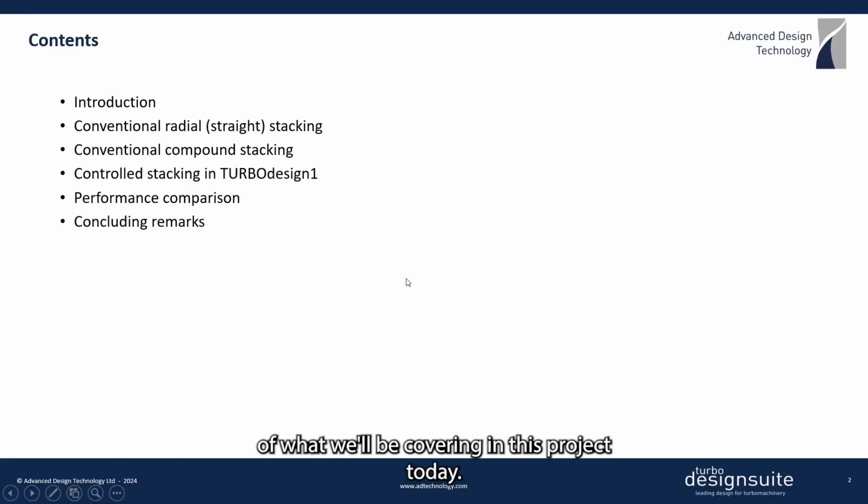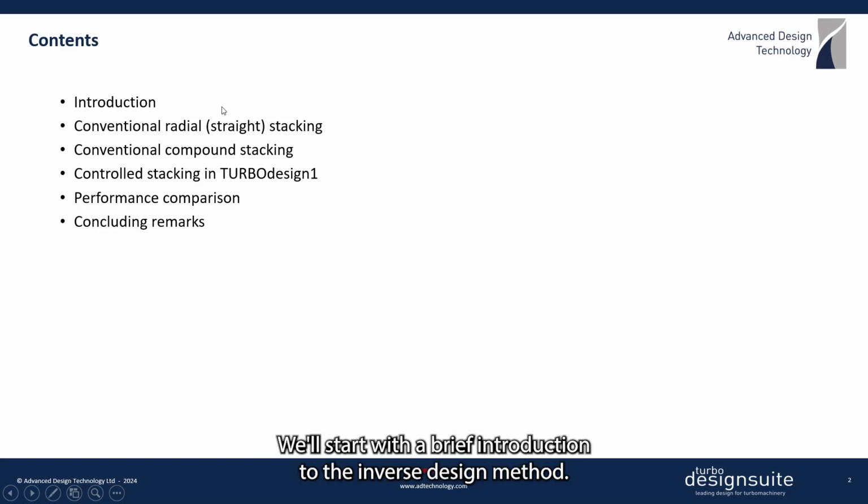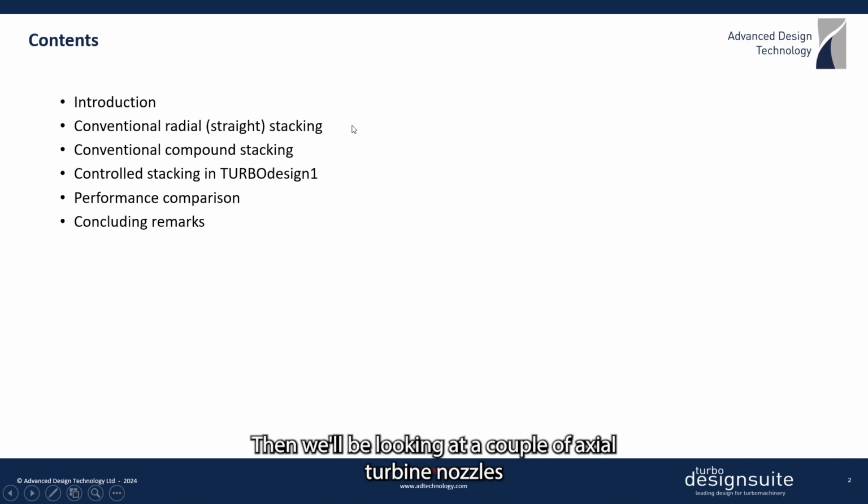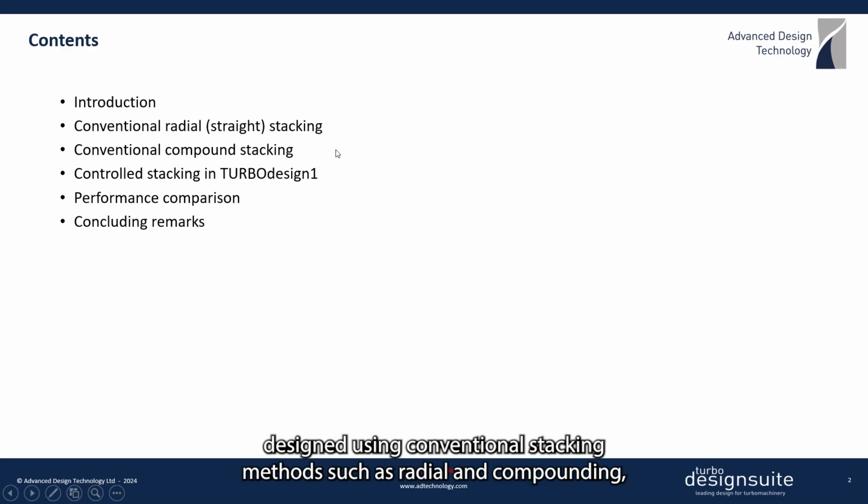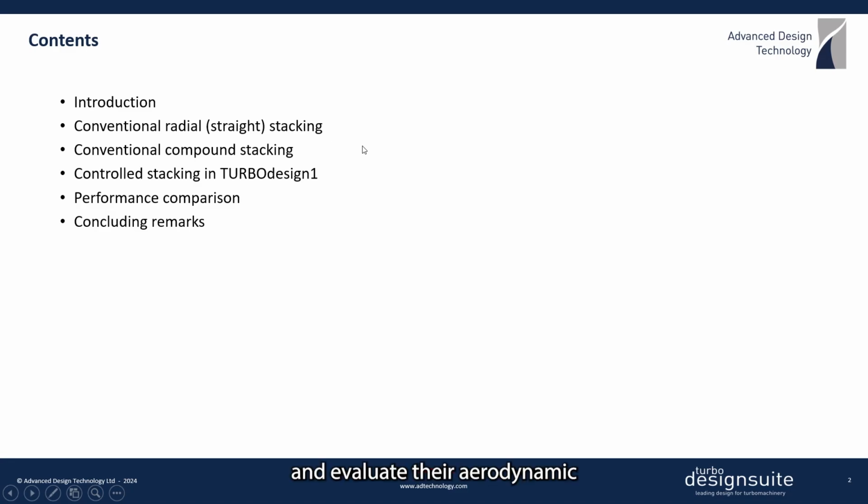So here's a summary of what we'll be covering in this project today. We'll start with a brief introduction to the inverse design method. Then we'll be looking at a couple of axial turbine nozzles designed using conventional stacking methods such as radial and compound lean, and evaluate their aerodynamic performances using CFD analysis.